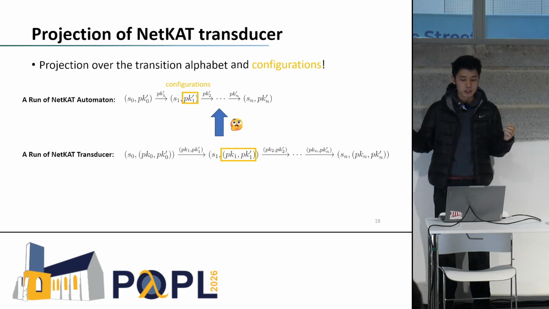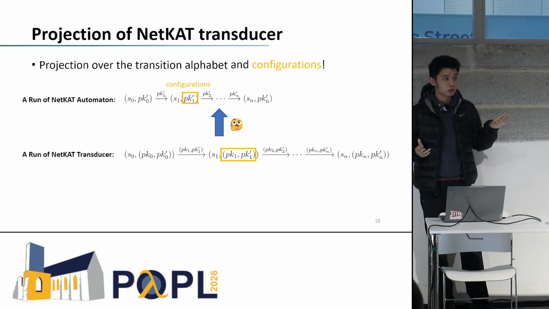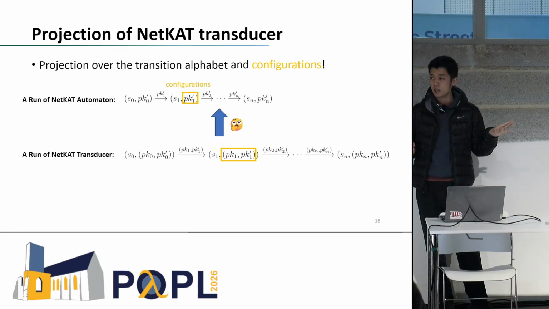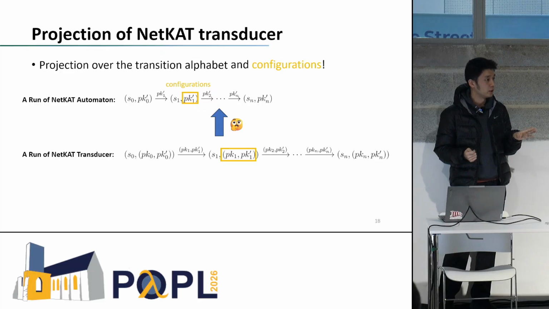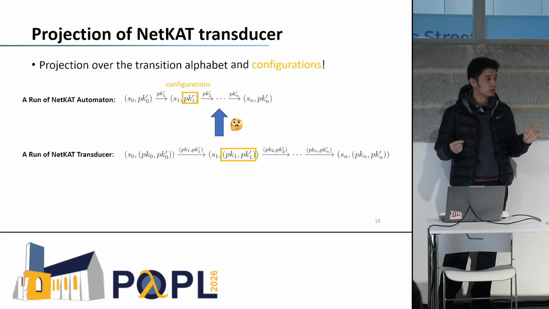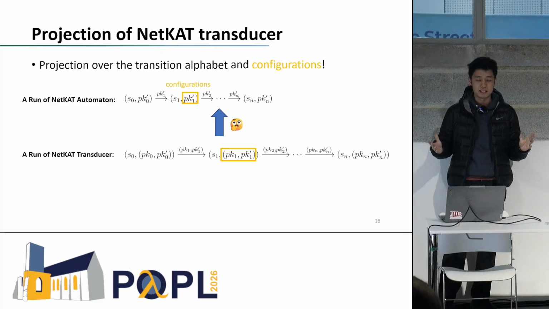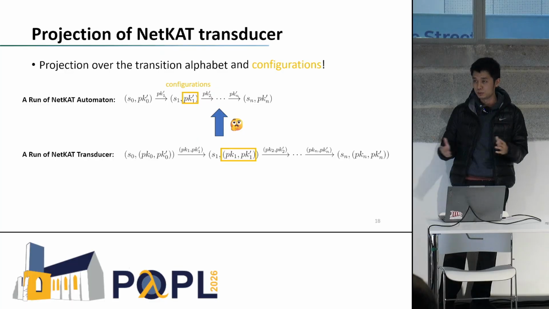That is, when we're going to do the projection, we not only need to project over the transition alphabet, but also over the configuration. There is no simple way to do so, and the regular transducer algorithm will make the PK1 explicit, which will directly induce a blow-up of at least 2 to the 32.